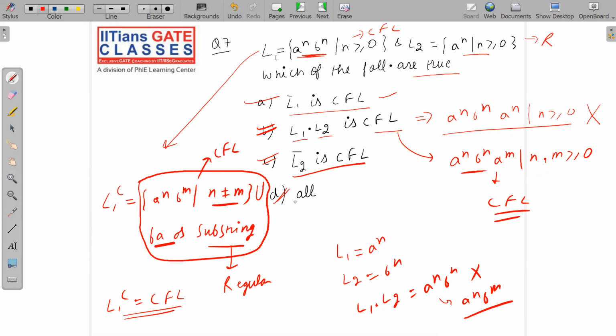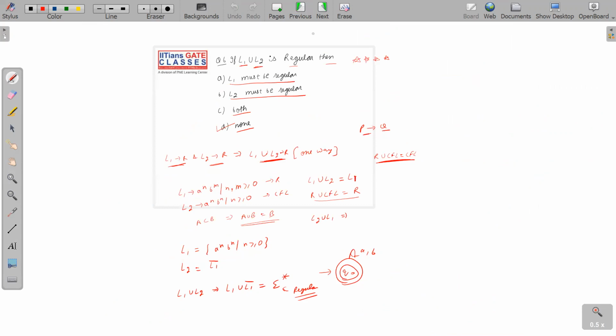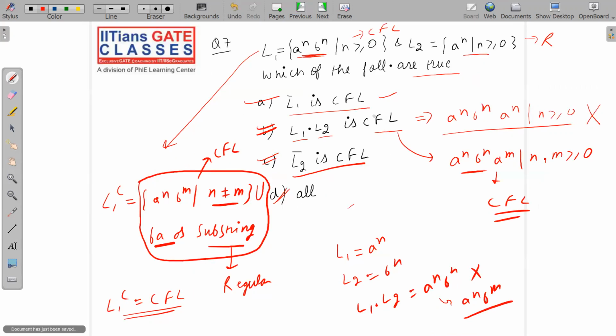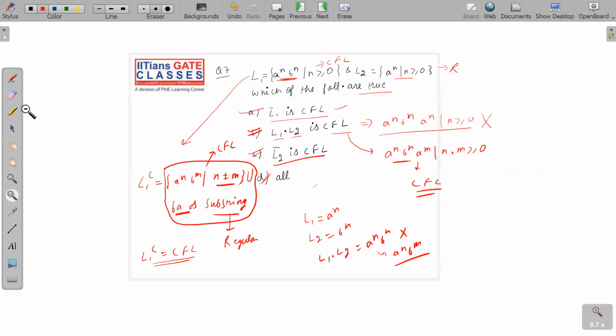I hope I have made the point here to all of you. Just try to note down all these things. I have put everything on one slide, so now you can note it down. By these 7 questions, you have got a proper idea about how to use closure properties.